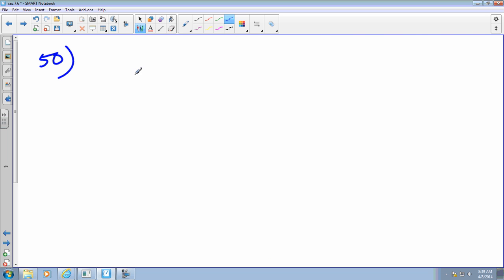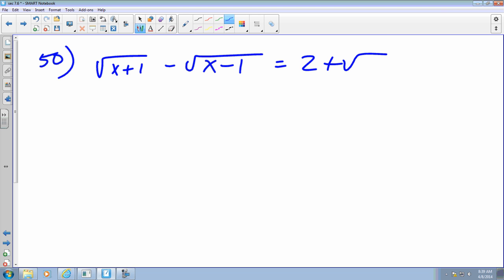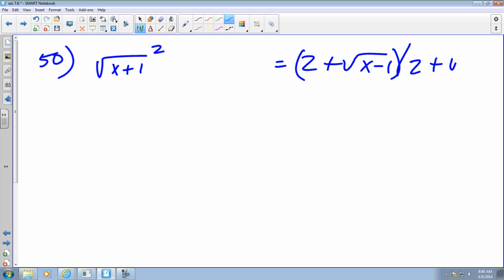Number 50, last one here. We have the square root of x plus 1 minus the square root of x minus 1 equals 2. Let's move this to the other side. So I would have plus the square root of x minus 1. So this side just looks like that. Square it. Squaring means to multiply by itself.